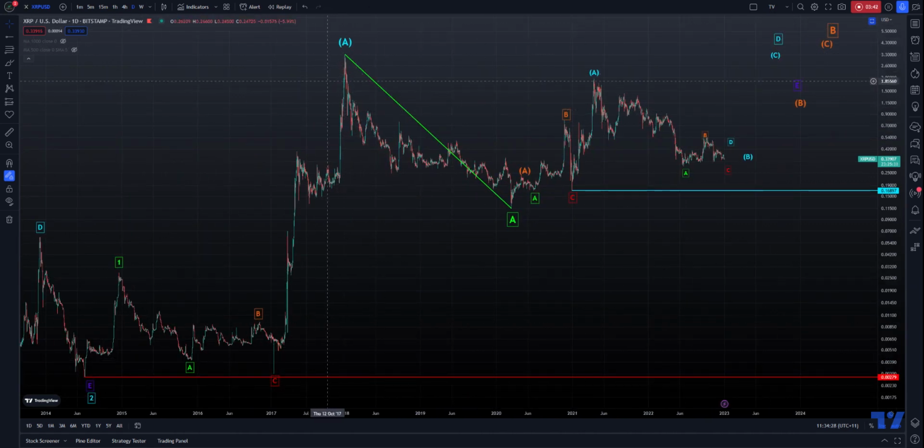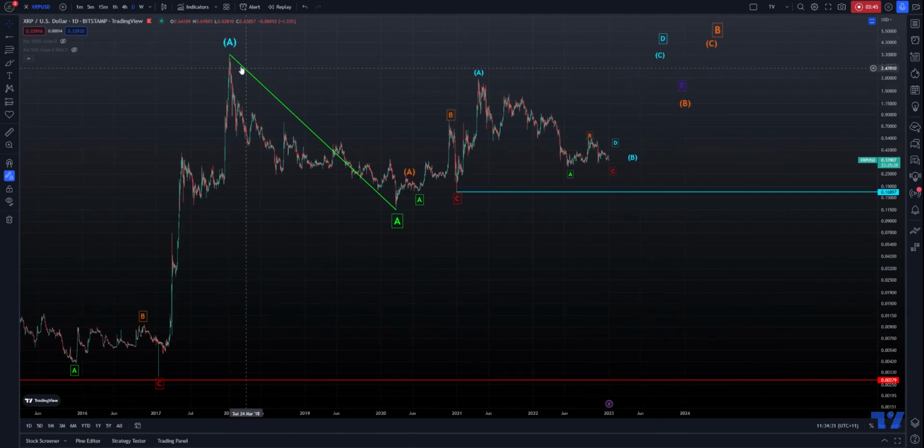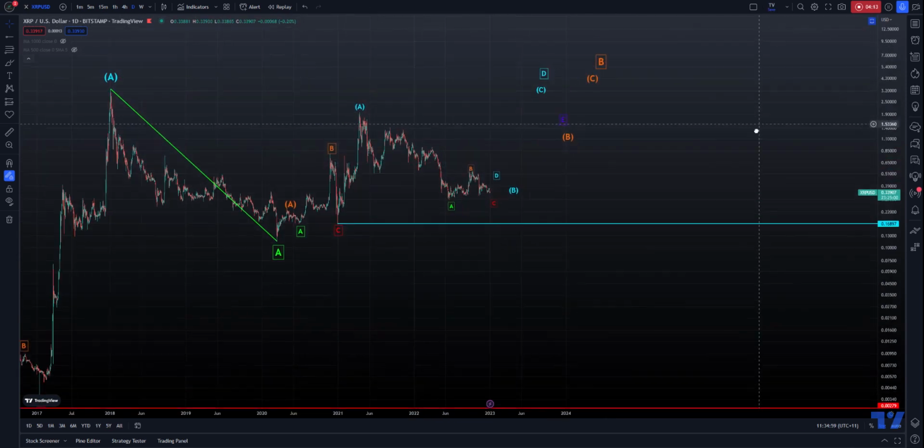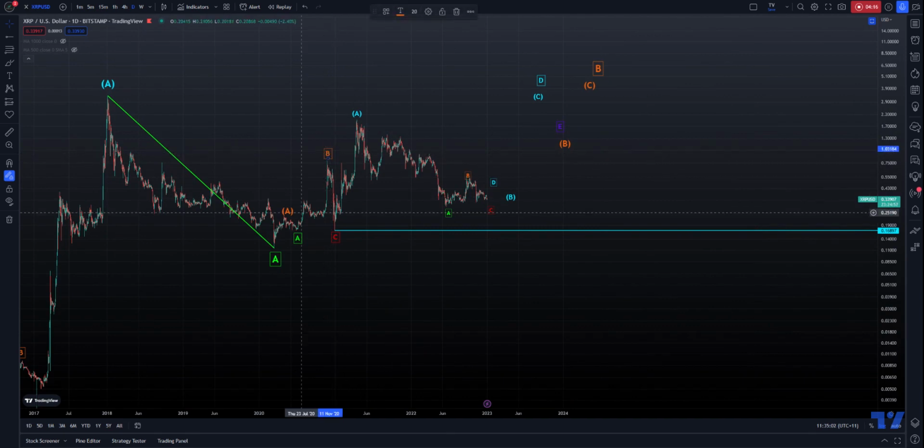This is A wave, and then during the B wave corrective process, we have an A. Now we're in a B wave, so similar to Bitcoin, except obviously far different. Within this pattern here, we have a very small A wave, followed by an A, B, C, and now we're in D. So we're in D wave of the B wave, in brackets, of the B wave, right? Yes, complex, but not hard to understand if you know the waves.